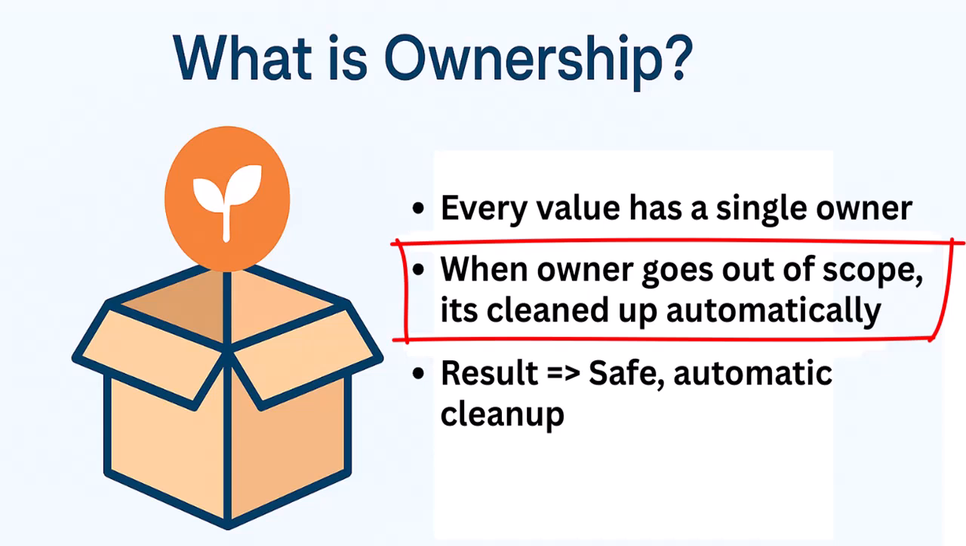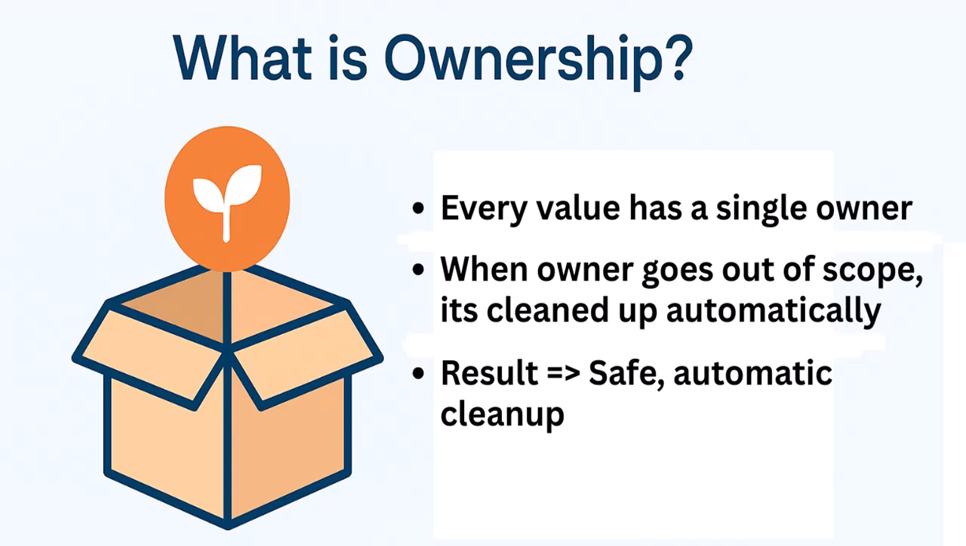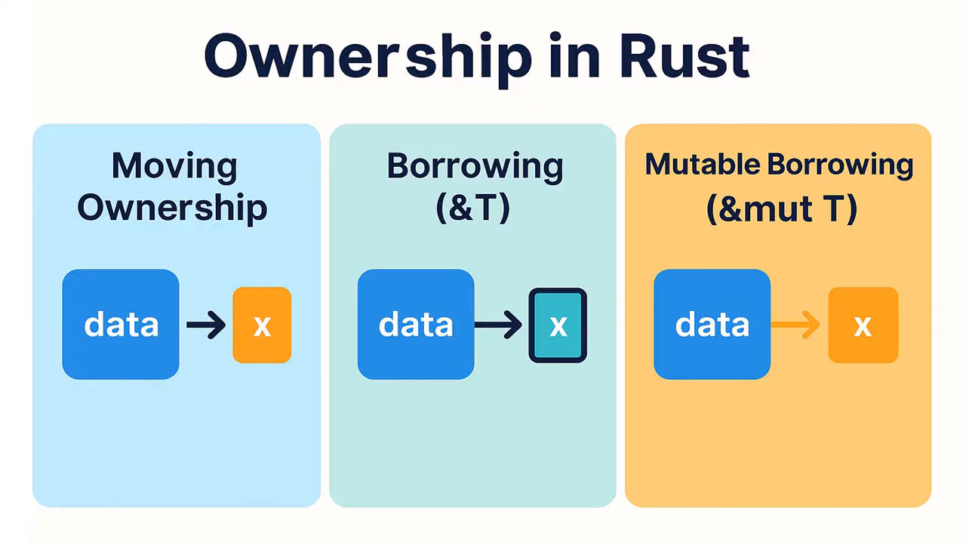C++ devs, think of it like everything in Rust acting as if it were a unique pointer. When the owning variable goes out of scope, the memory is released automatically. We'll look at three side-by-side examples: moving ownership, borrowing ownership, and mutable borrowing. And we'll call all of them from main so you can see exactly how they differ.